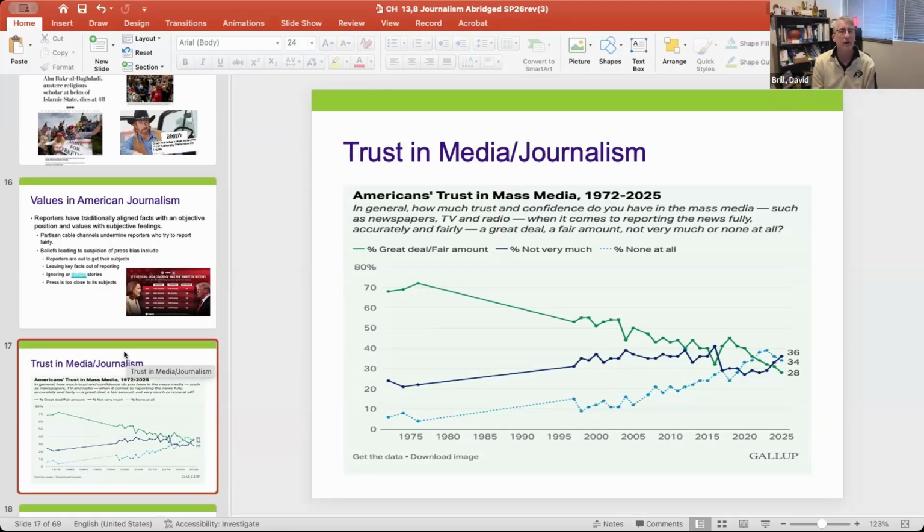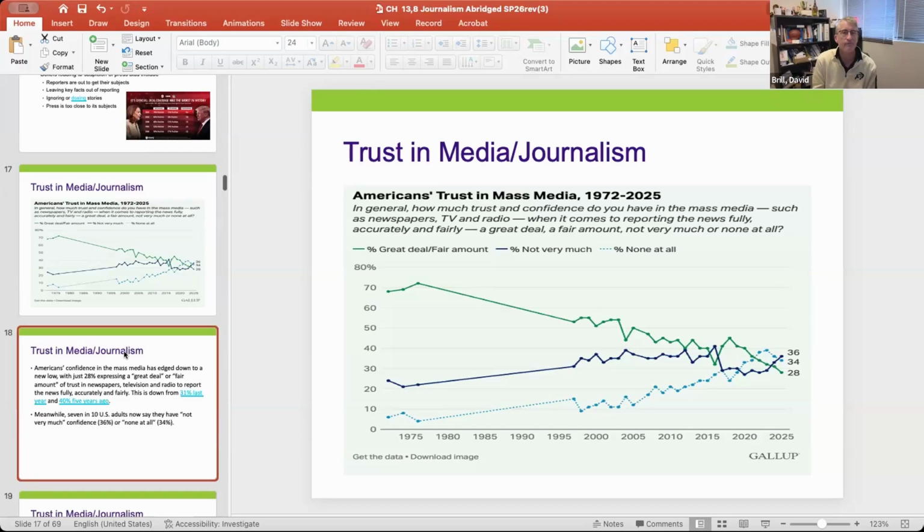All right, how about trust in media and journalism? Well, as you can see, if you look at this graphic, the easiest way to look at this is that America's mistrust and America's trust of journalism has gone in opposite directions over the past 50 years. In fact, if you add up the not very much and no trust at all, you're looking at near 80% who have not very much trust or none at all, and only 28% or so have a great deal or fair amount of trust. That is not good. And let me show you some other numbers here.